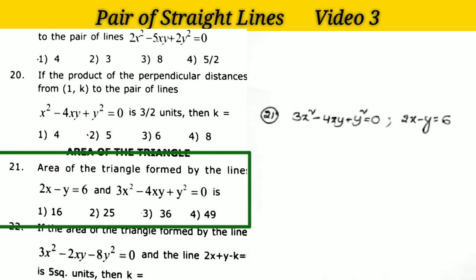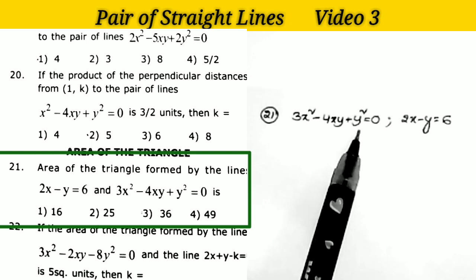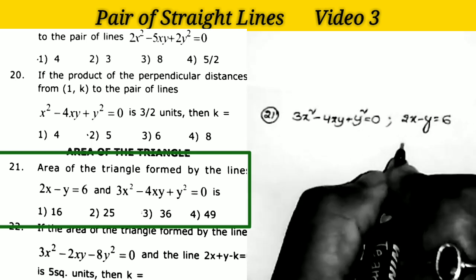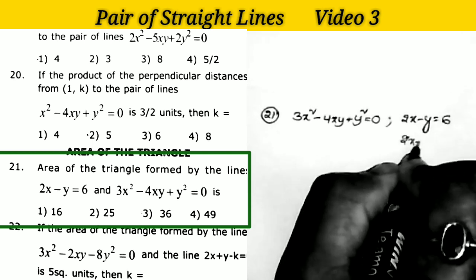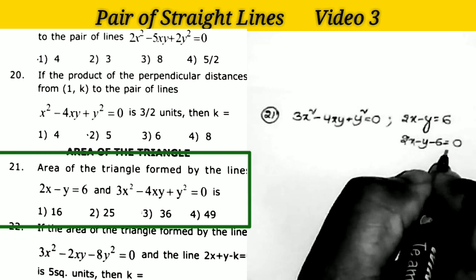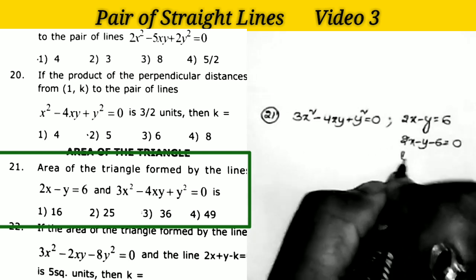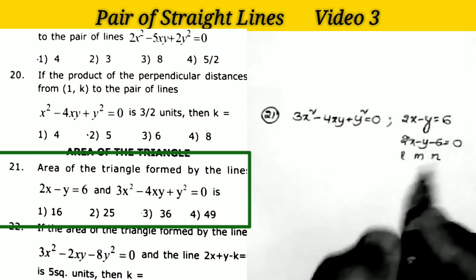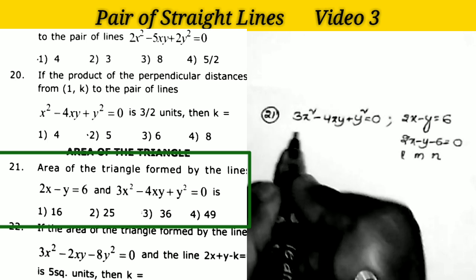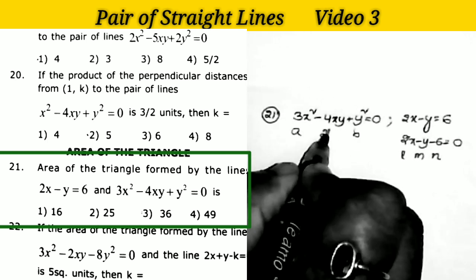The area of the triangle formed by the lines 3x² - 4xy + y² = 0 and 2x - y = 6. The area of the triangle. So 2x - y = 6 means 2x - y - 6 = 0, which is in the form of lx + my + n. Therefore the values of l, m, n: l is equal to 2, m is equal to -1, n is equal to -6. Here a is equal to 3, b is equal to 1, 2h is equal to -4.